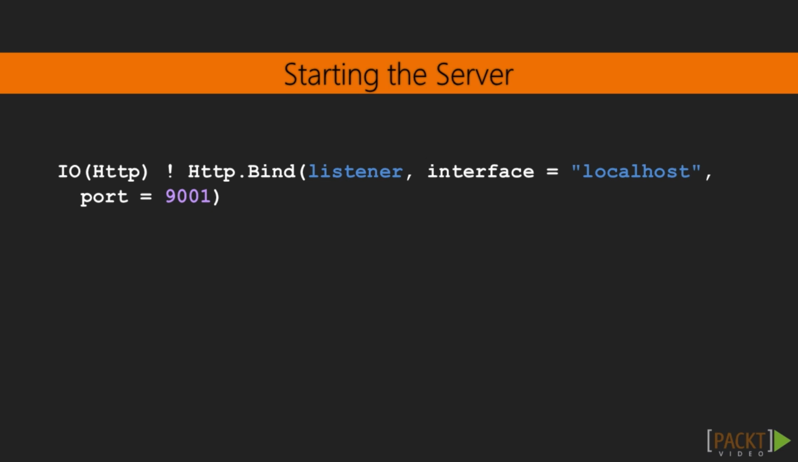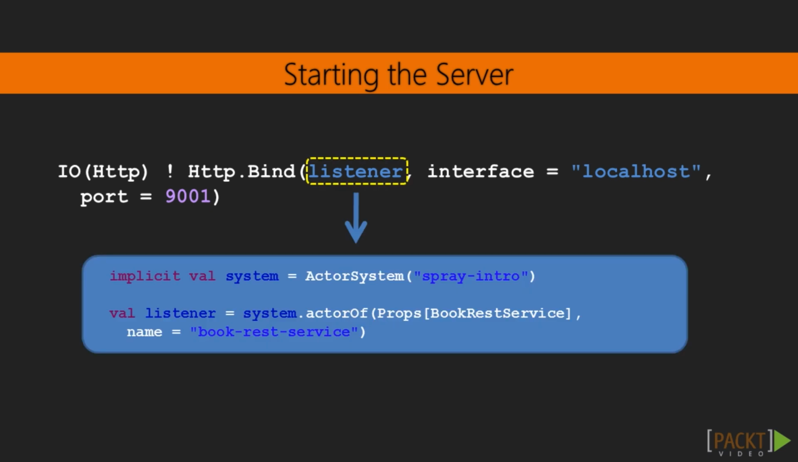The HTTP bind command registers an application-level listener actor, for example, our book REST service actor instance, and specifies the interface and port to bind to. It is important to mention that there are a couple of additional settings and options which the HTTP bind command carries over, and we are going to see that later in the course.